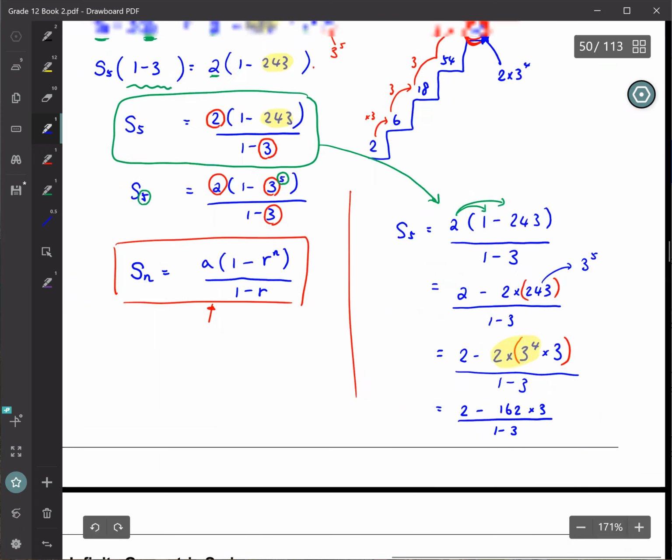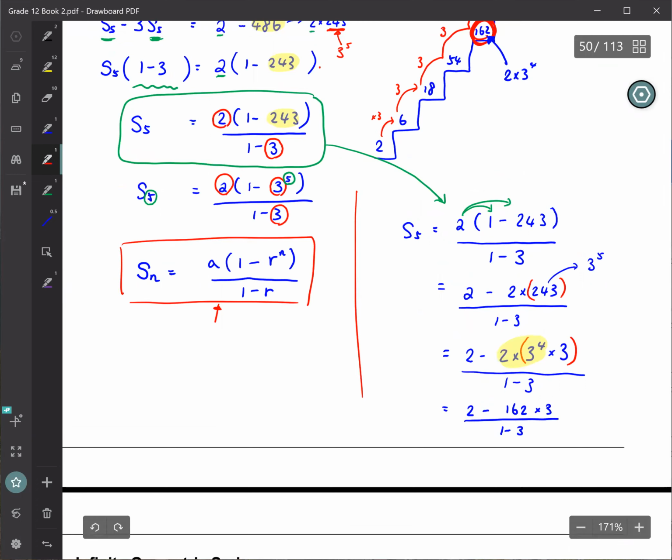So if I look at the form now, the 2 represents the first term, right? And then the 162 represents the last term. The 3 is the ratio. 3 is the ratio. Okay, so you can compare the color, right? Yellow part is the yellow part.